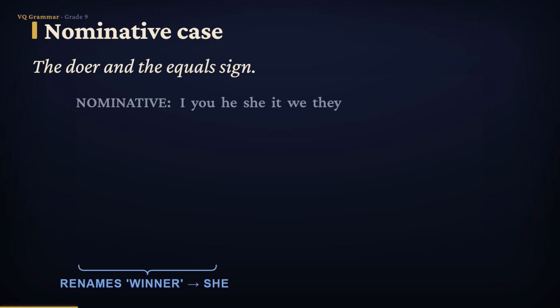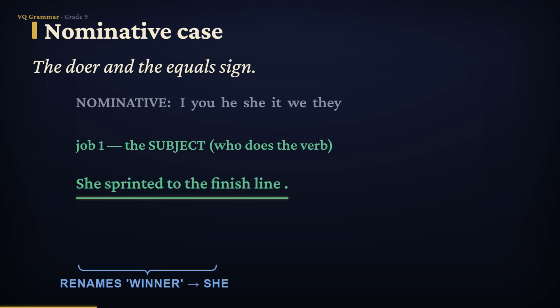Case number 1 is the nominative, sometimes called the subject case. Its members are I, you, he, she, it, we, and they. The nominative has 2 jobs. Its first and most common job is to be the subject, the one doing the verb. She sprinted to the finish line. She is the runner, the doer, so we use the subject form.